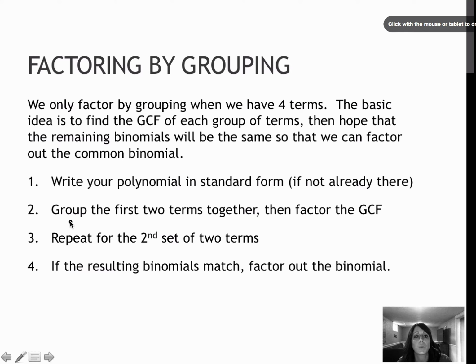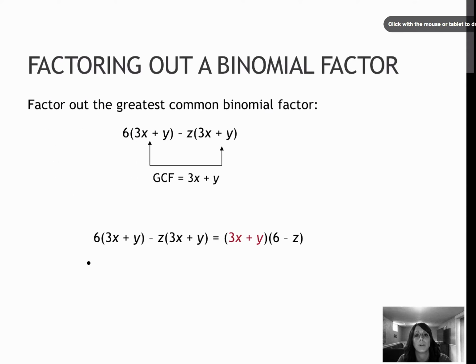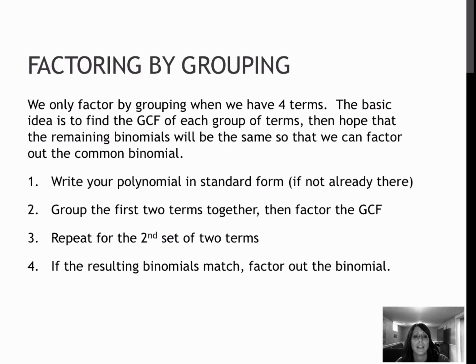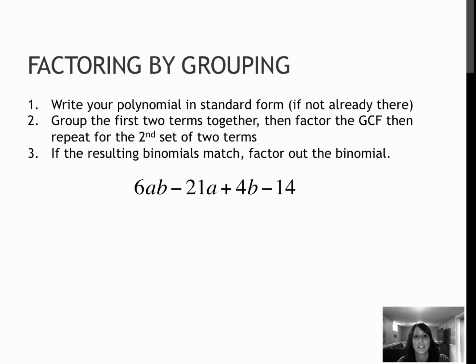Then we're going to group the first two terms together and factor out the GCF of those two. And we're going to repeat that for the second set of two and hope that those two binomials match up like they did on our last example. So again, my last example, I had these two binomials, 3x plus y, that were the same. That's what we're hoping for. And then, of course, if that does happen, then we're going to factor out that binomial. So let's take a look.